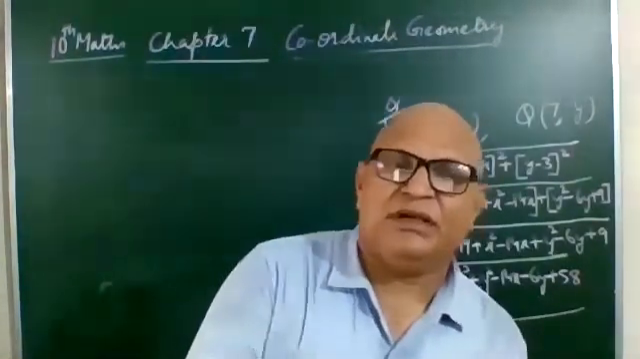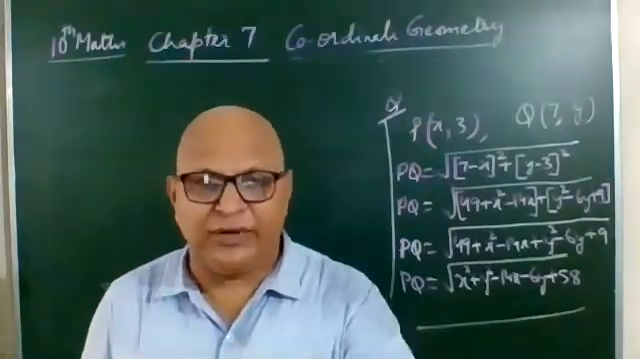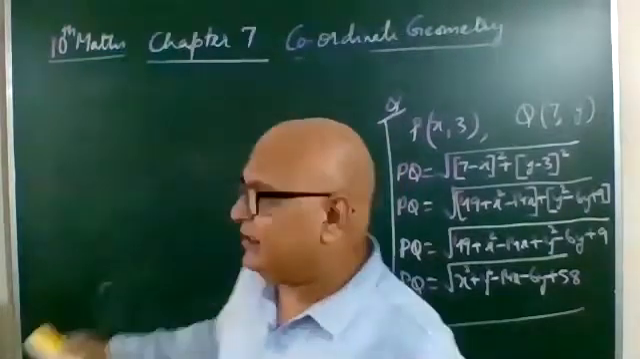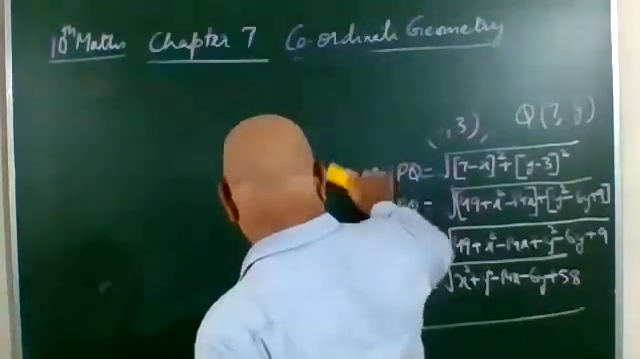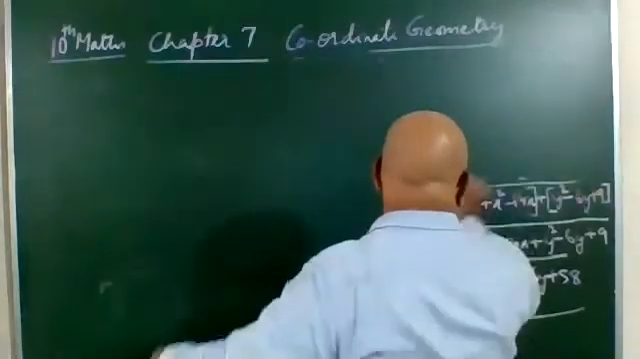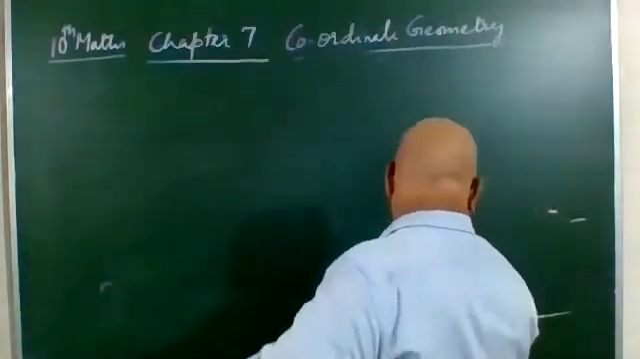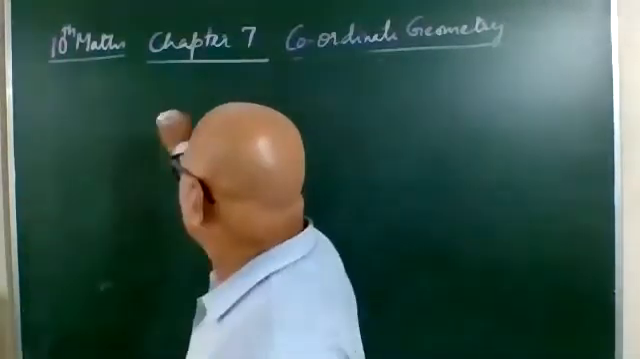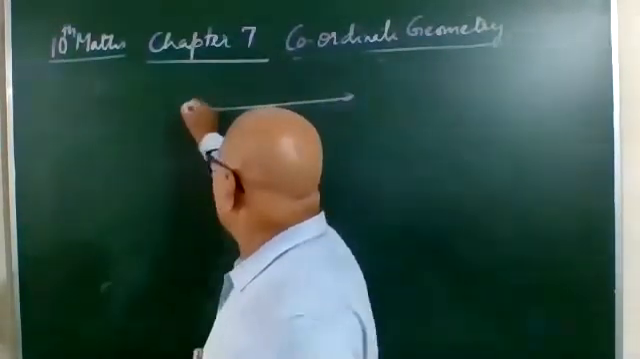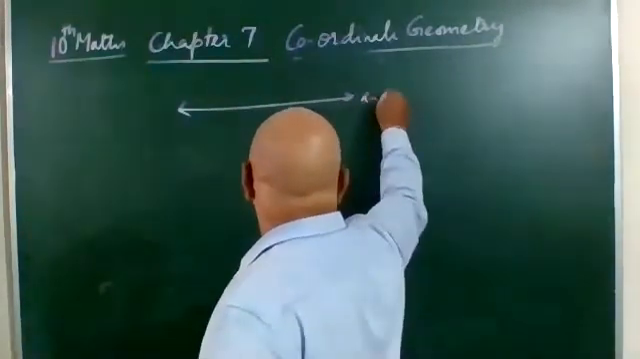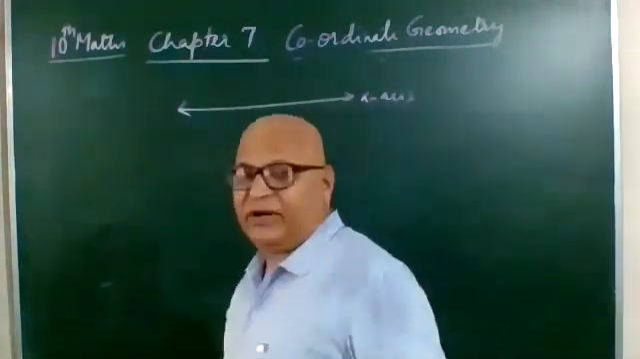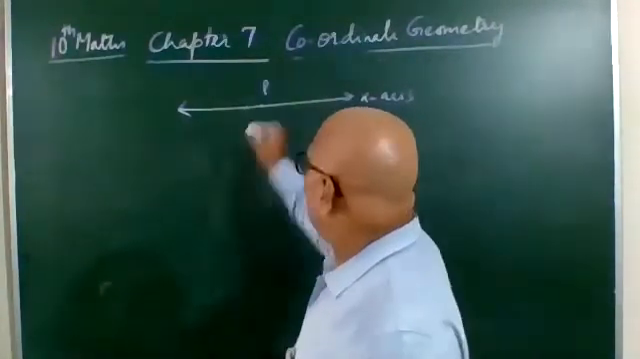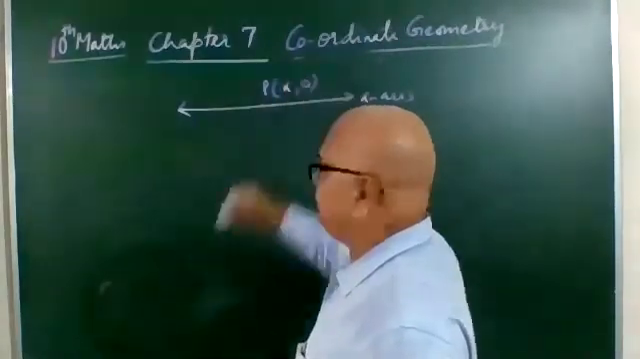Now, all that I have taught today, you will find in the questions. Sometimes the question is that a point is on the x-axis. You know how we draw the x-axis. So the point is on the x-axis, this is the point P, and the coordinates will be (x, 0).